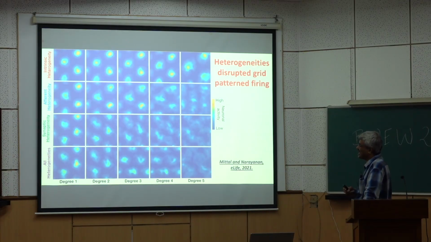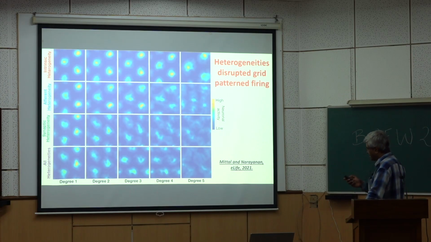In this case, what happened was, when he introduced these heterogeneities, with intrinsic heterogeneities, you still see the emergence of grid pattern firing. But either with afferent heterogeneity or with synaptic heterogeneity, a low level of heterogeneity was all right, but when you entered into higher levels of heterogeneities, the emergence of grid pattern activity was completely abolished. So there was no grid pattern activity, and when you had all the heterogeneities together, there also you observe that it is gone.